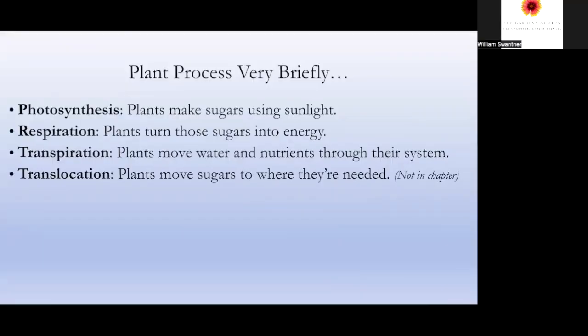In photosynthesis, plants make sugar using sunlight. Technically, it is glucose. Respiration is where plants take those sugars and turn them into energy. Transpiration is where the plants move the water up and down through the vascular system, phloem and xylem. And then translocation, which is not in the chapter, is where plants move sugars to where they're needed. I'm going to look into this in more detail, but that's basically it. Not in the chapter, but I think it's important.